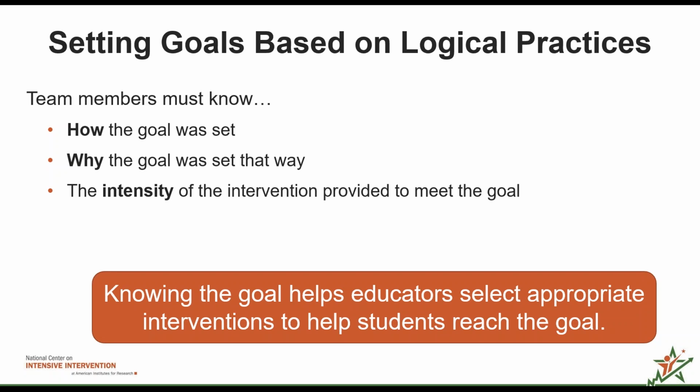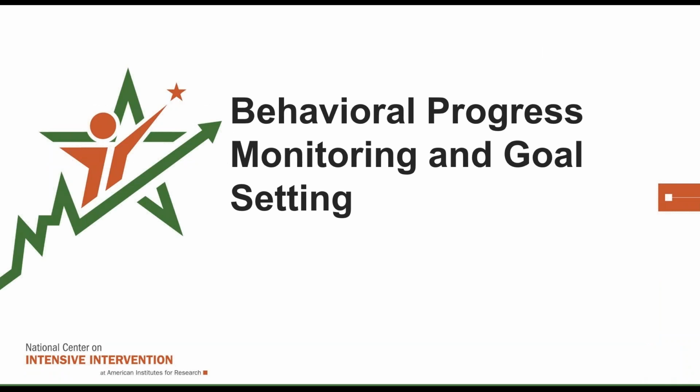In addition, that orange box at the bottom is telling us knowing the goal helps educators select appropriate interventions to help students reach the goal. That is true across academics and behavior. But we're going to focus on the behavioral side of things today, and that's probably why you signed up for this webinar in the first place. And so we're going to talk now about behavioral progress monitoring and goal setting.